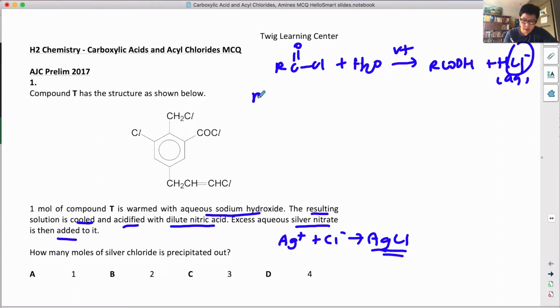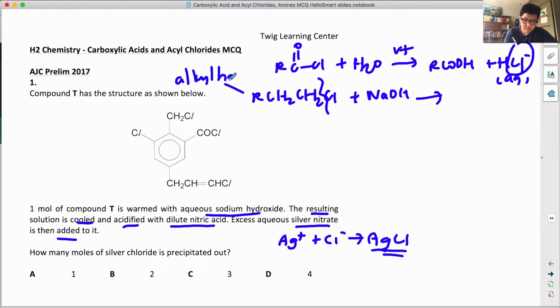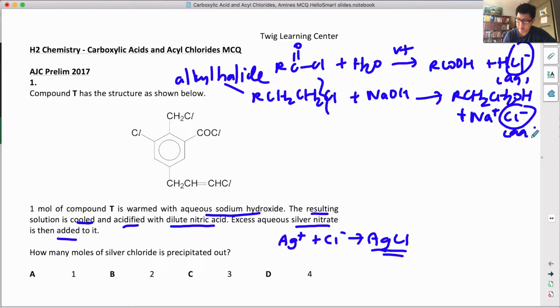If I give you a normal alkyl halide, something like this, this one will actually have to react with sodium hydroxide, and then with that, nucleophilic substitution can take place. You can break this C-Cl bond. So this is only for the alkyl halide. Generally you get R-CH2-OH, and then you get Na+ and Cl-. So the Cl- is being kicked out.